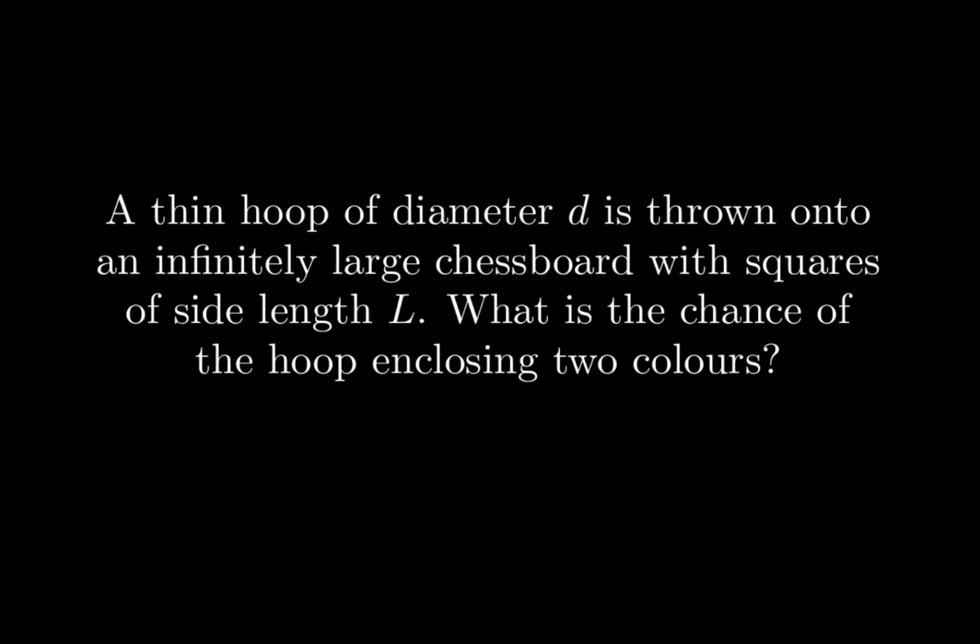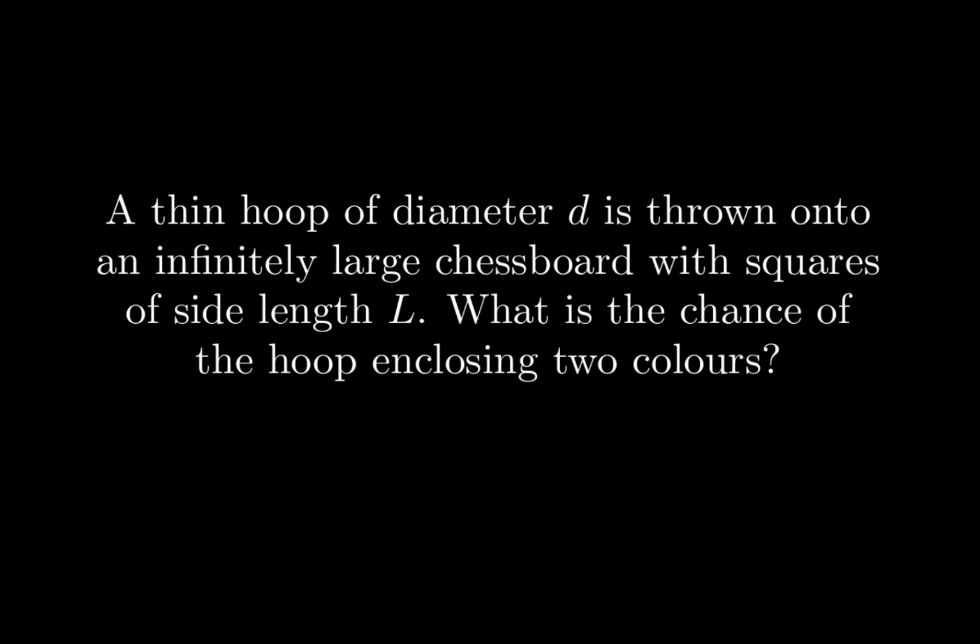Okay, so when it says enclosing two colors, the way I'm going to interpret this is simply that the hoop has to touch at least two different squares on the chessboard. I suppose another interpretation would be that there must be two full squares within the hoop. So that's not the interpretation I'm going to make. I'm going to use the first interpretation where it must touch at least two different squares.